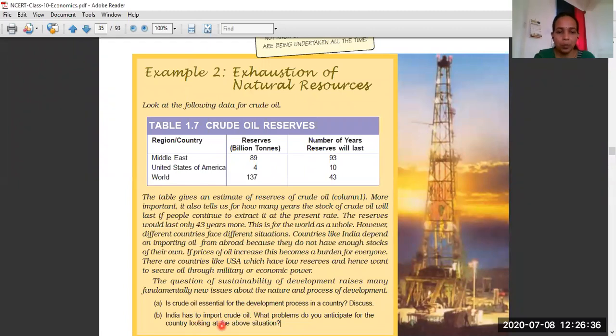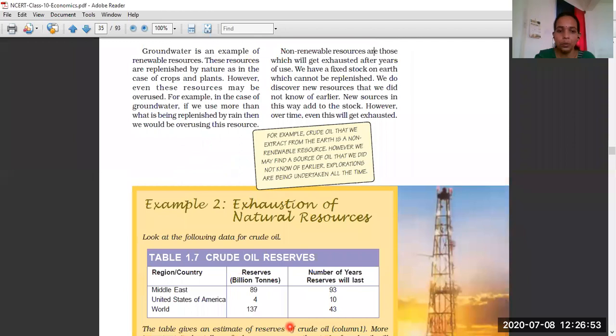India has to import crude oil. What problems do you anticipate for the country looking at the above situation? What problems will our country face, and how are we going to solve them? That we have to think.